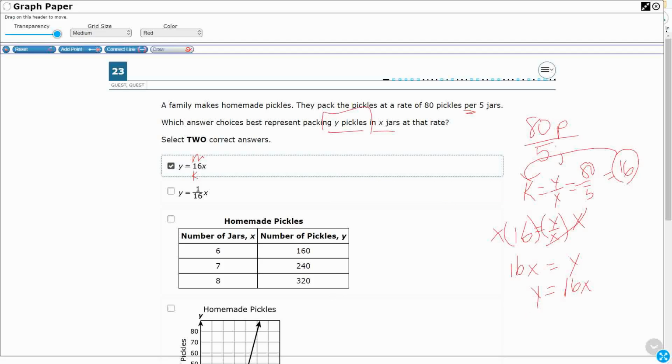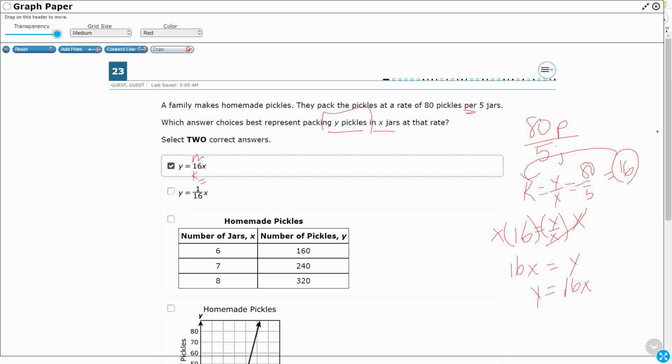Let's check the rest. We need 2 correct answers here. Well, if this first option is correct, this second option cannot be correct. So they're not going to invert it. These two things are not equal. So it's definitely not going to be that one. All right, let's put some numbers in here.